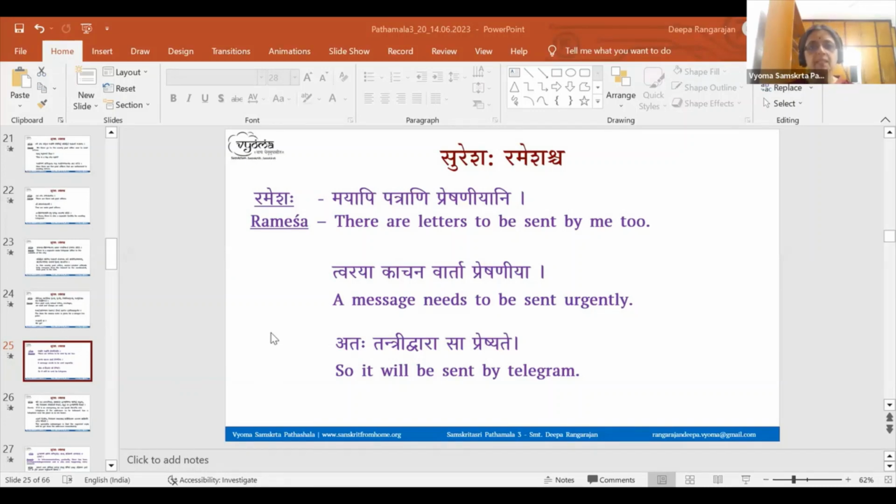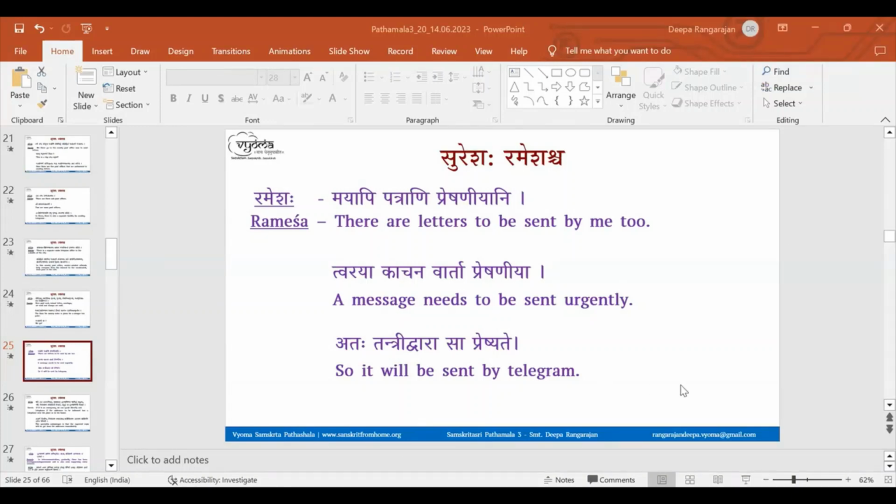Preshaniyani. Preshaniyam is the aniyar pratyaya. We saw Preshanam, the lut pratyaya. Now this is the aniyar pratyaya, which means in the passive sense, have to be sent by me. So here it is in passive, but it is indicating something that has to be done. Tvaraya Kachana Varta Preshaniya. Some news has to be sent urgently. Varta is news, or here it may mean a message.